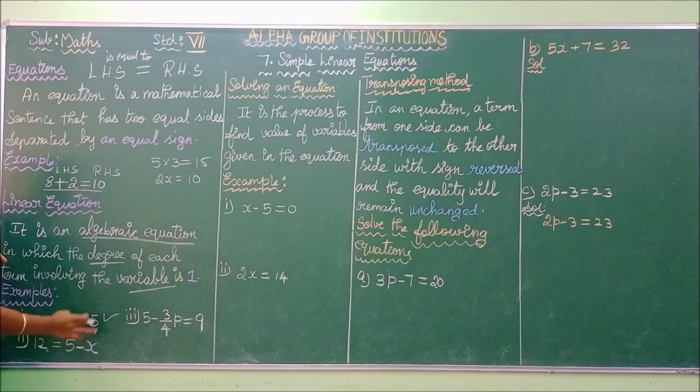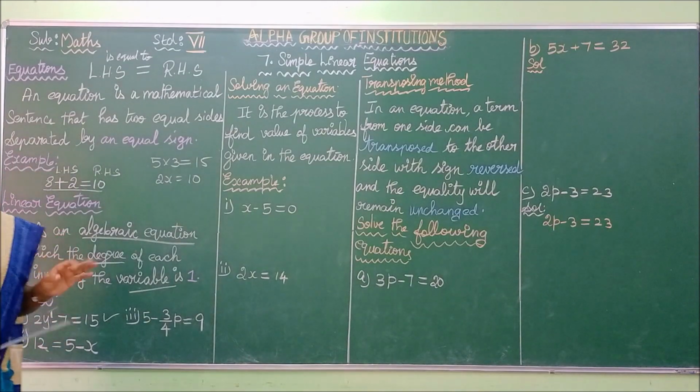And which is the variable here? Y is the variable here. What is the power of y? Power of y is 1. So if the power of the variable is 1, we can call the degree of the equation 1. If the degree is 1, we can call the equation a linear equation.